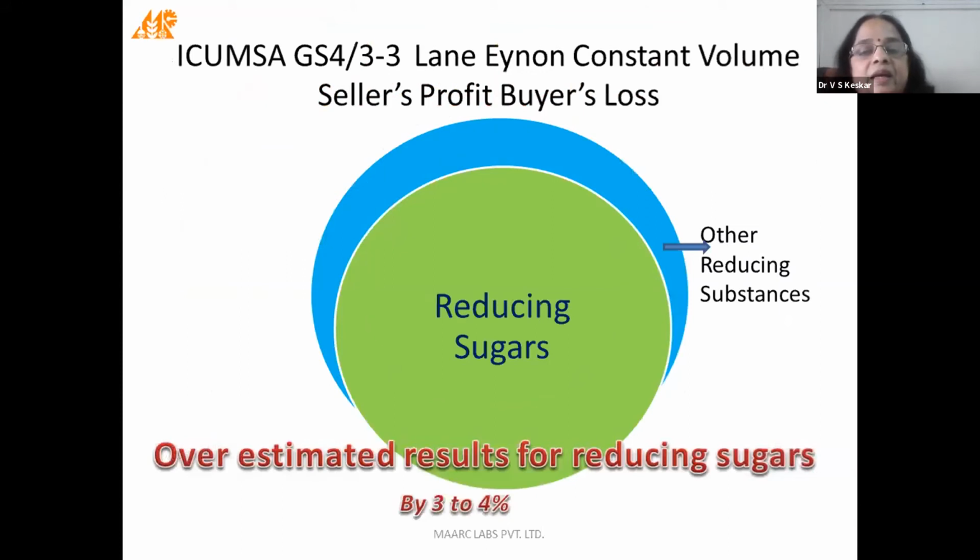We can see in short, ICUMSA GS433, Lane-Eynon constant volume method. It is seller's profit and buyer's loss. The circle shows the reading or sugars obtained by the Lane-Eynon method. The green circle shows the reading for reducing sugars, and the blue area is showing other reducing substances. So overestimated results for reducing sugars are obtained, by 3 to 4%.